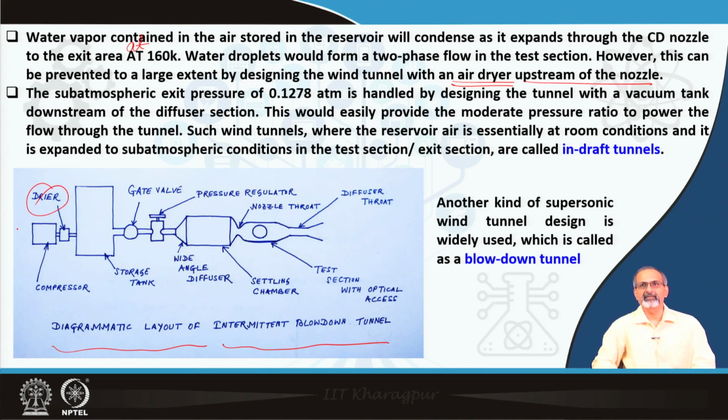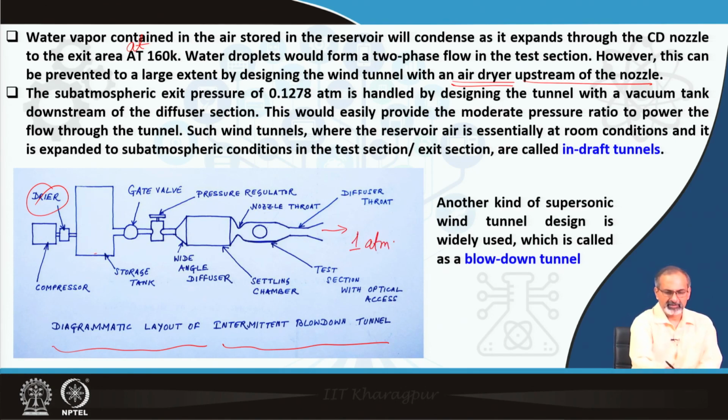However, remember that there is a bit of a difference between the calculations that we are proceeding with currently and the tunnel that we are seeing over here in the sketch, because this is a high pressure tunnel where you exhaust the gas at 1 atm, which means the pressure in the reservoir is much higher than atmospheric pressure. But nevertheless, the dryer is indicated over here, and certain other important components are also visible, including the CD nozzle, the constant area test section and so on.